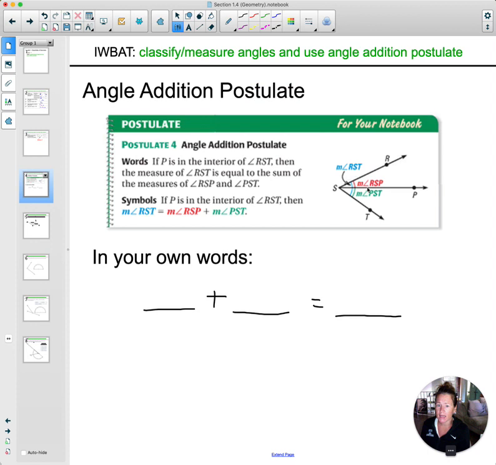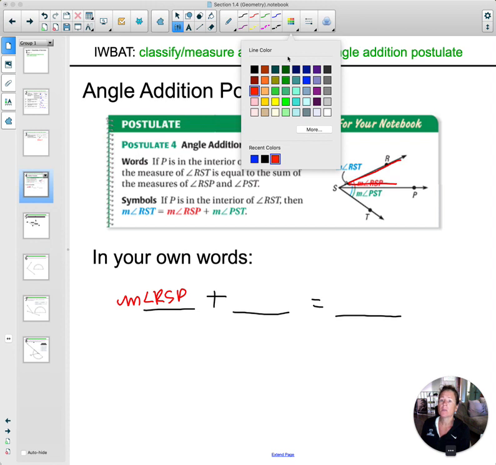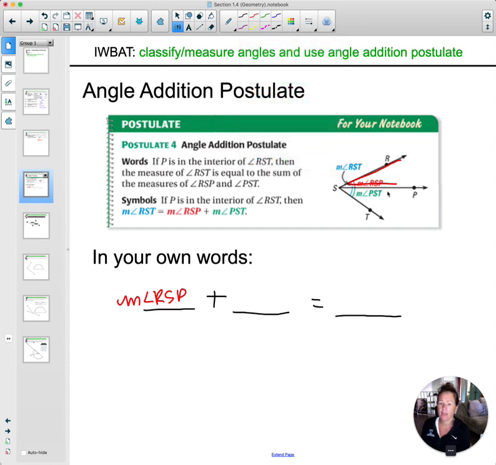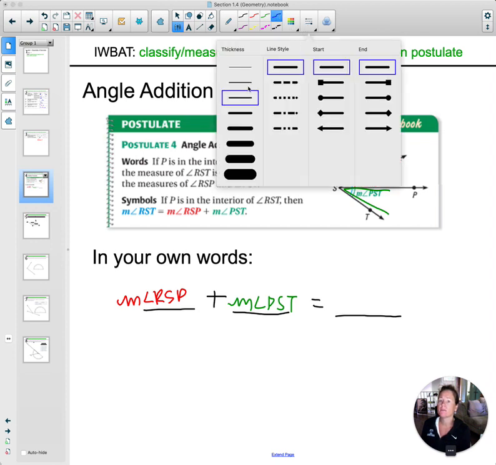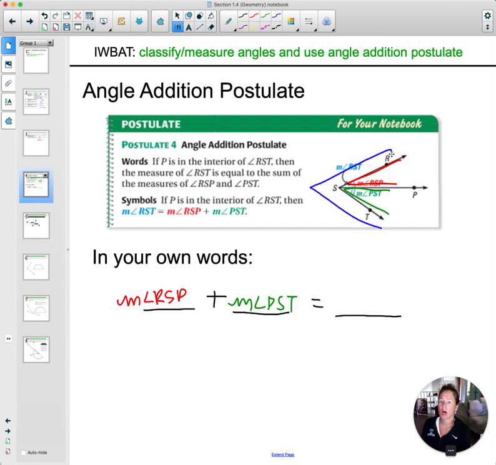So this little red angle right here, and we put a little m in front of it when we're talking about the measure of it. So this is measure of angle RSP. This angle here, plus the measure of this angle, PST, is going to equal that whole bigger angle, RST. So again, it's just piece plus piece equals whole. These two smaller angles added together equal the bigger one.